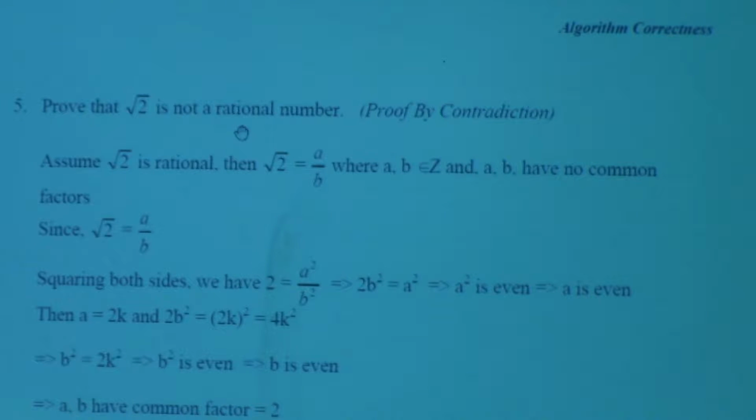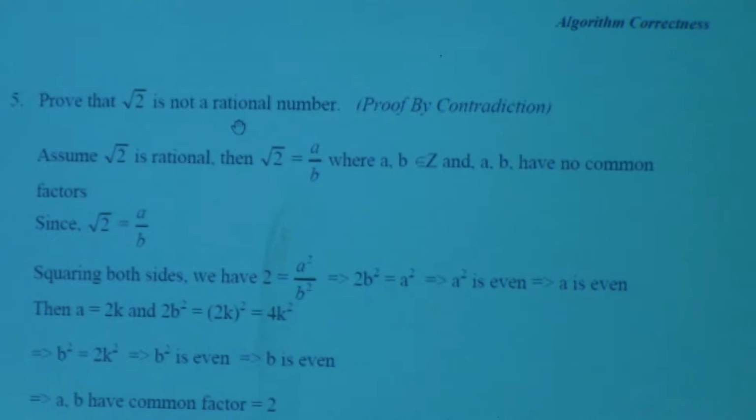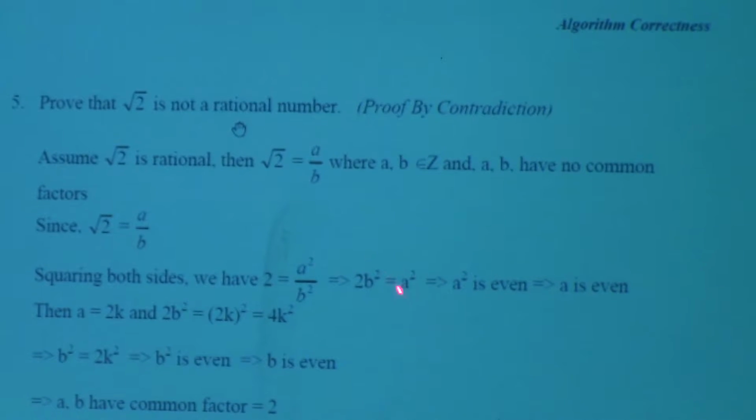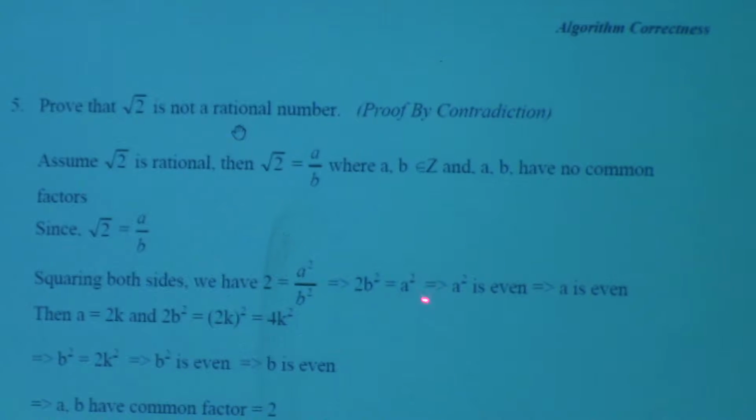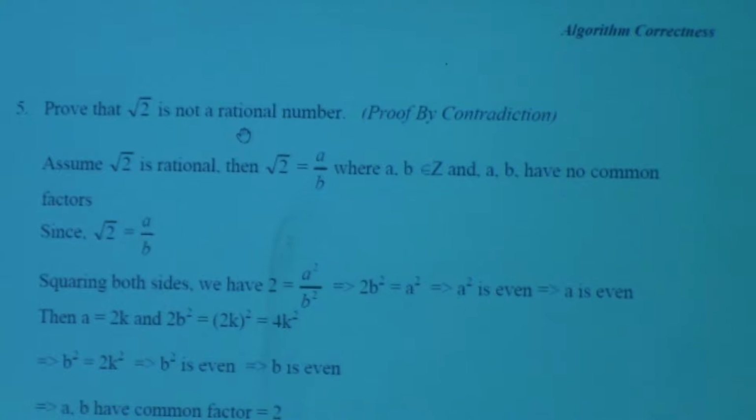So what we're going to do in this case, we're going to square both sides. Squaring radical 2 is 2. Squaring A over B gives me A squared over B squared. Okay, so I have 2 is equal to A squared over B squared. Now, cross-multiplying, if you will, I get 2 times B squared is equal to A squared. Now, 2B squared is equal to A squared. That implies that A squared is even.